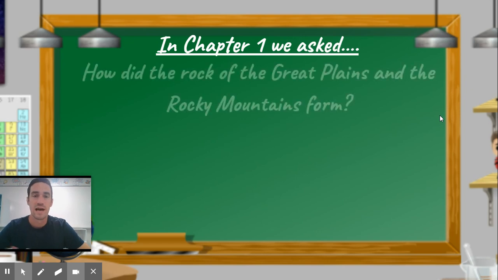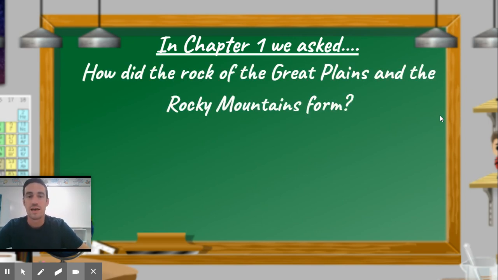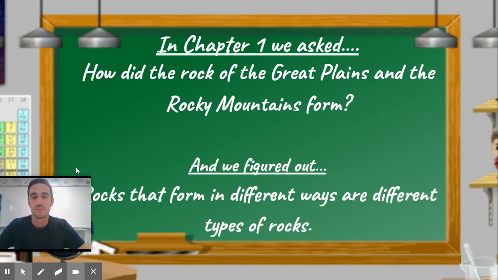In Chapter 1, we asked, how did the rock of the Great Plains and the Rocky Mountains form? And by doing that, we figured out that rocks that form in different ways are different types of rocks. And I'm going to go a little bit more into that in our review in just a minute, where we look at what actually is causing a sedimentary rock versus an igneous rock. What are the ways they're forming? How does that decide which type of rock it is? We also looked at some samples of sedimentary versus igneous rock, and we saw that they had different characteristics or different features. And when we saw those different features, they were kind of clues or hints as to what type of rock that might be and how that rock actually formed.